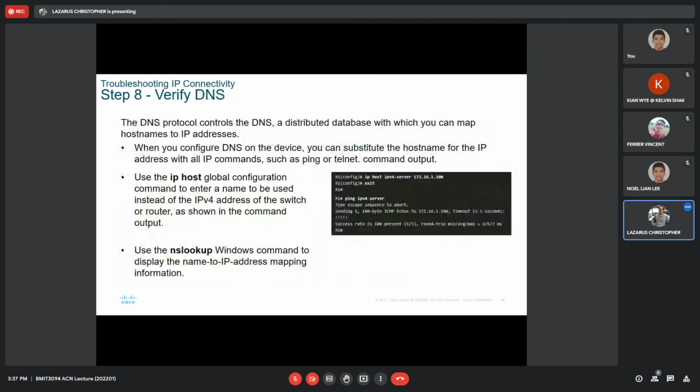Step 8, verify your DNS. So DNS is domain name service. You can resolve a domain name to an IP address. So basically, it helps the user from their browser. They cannot remember IP addresses, so they type the domain name. The browser will contact the DNS server, right? And the DNS server entry is entered into the NIC configuration along with the gateway address, right?